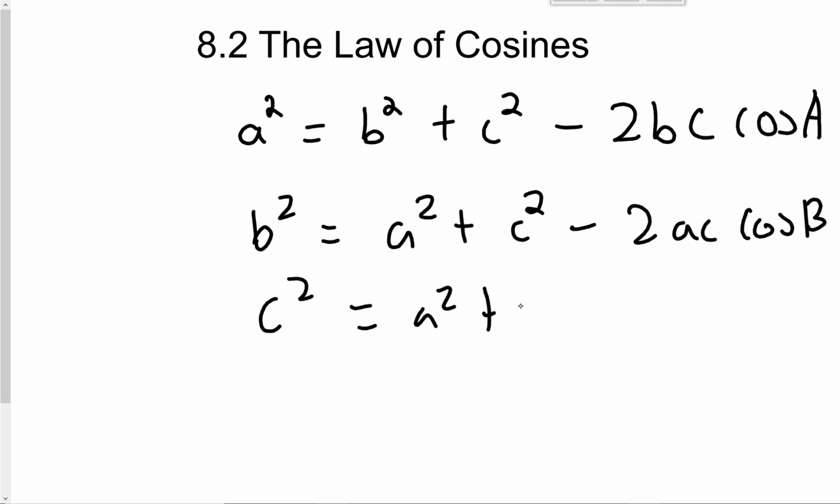So this would be a squared equals b squared plus c squared minus 2bc cosine. Here's my side that I'm looking for, so I'm going to have to use that angle. So that is the law of cosines. Let's go ahead and do some problems here of solving this.